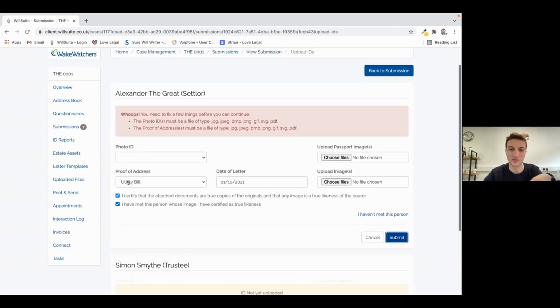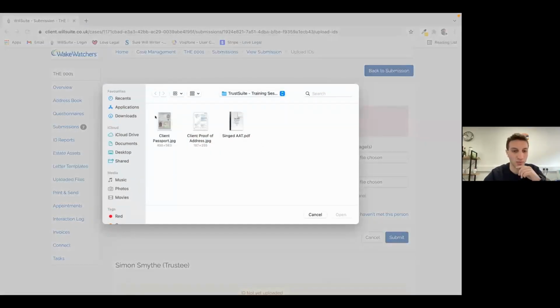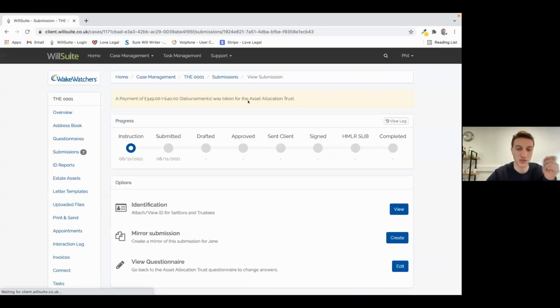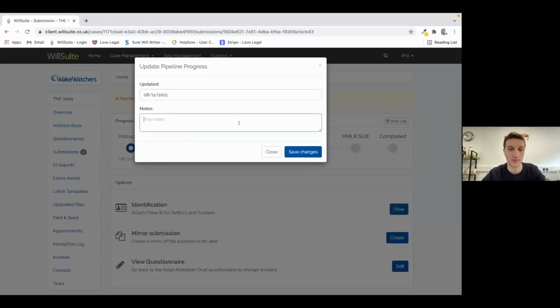Yeah, we might have done something wrong here because I didn't re-upload this. So let's just re-upload the documents quickly, of course. And we have the ability to click Submit again and go back to the submission. Now we're happy that the proof of address is more recent. Again, same principle.